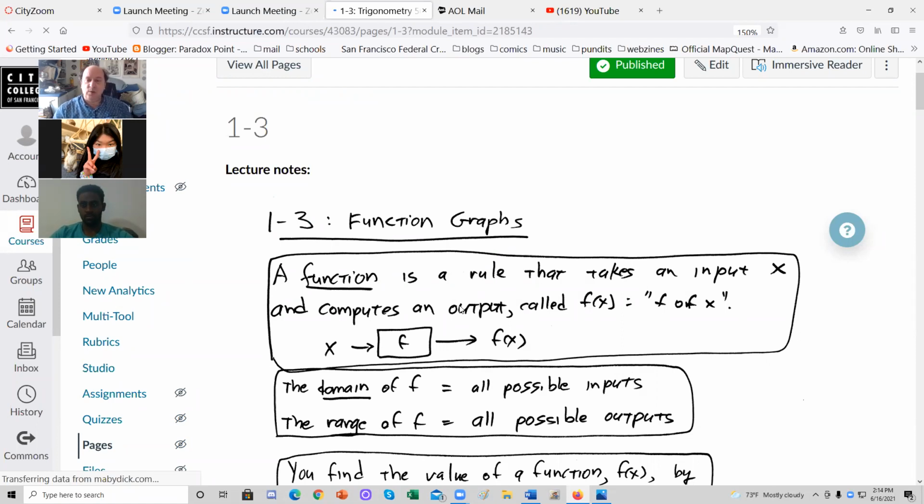A function is a rule that takes an input called x, and computes an output called f of x, written f(x). So it's sort of like a machine. You put x into it, and f of x comes out of it. So in a sense, this calculator is a box full of functions. The domain of f is the set of all possible inputs. The range is the set of all possible outputs.